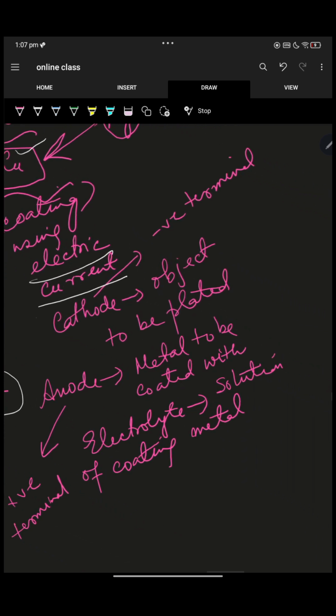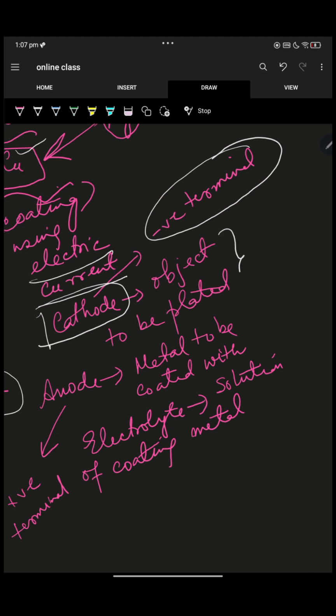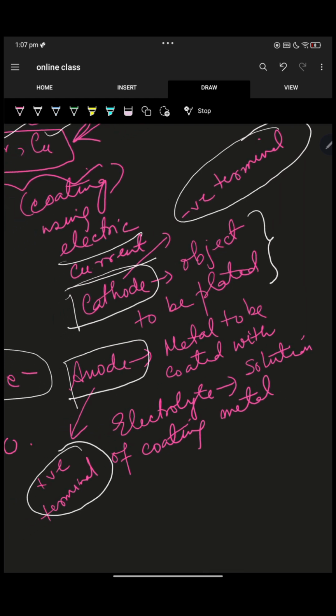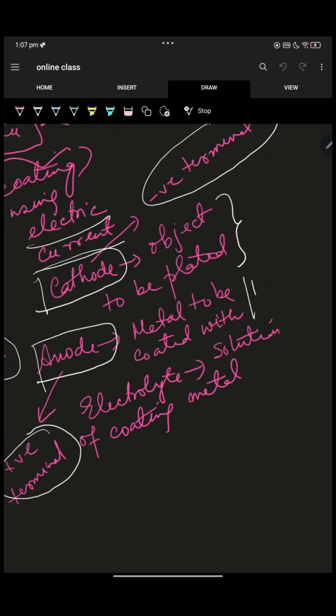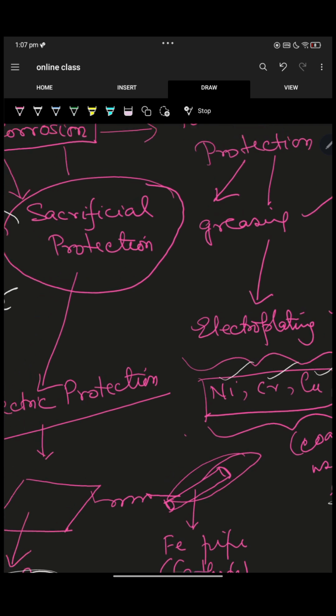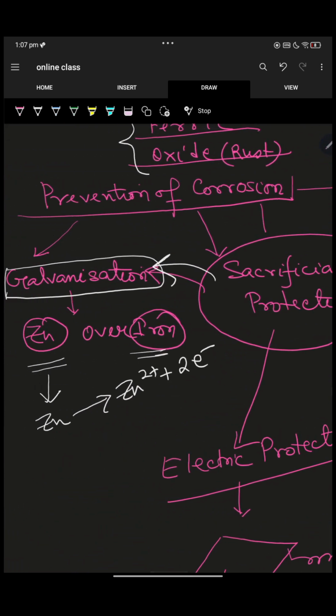And here again, the cathode is the negative terminal. Here it is electroplating. So the cathode is the negative terminal and the object that is to be plated is the cathode, and the anode is the positive terminal, where the metal to be coated with is the anode. And the electrolyte is the solution of the coating metal. So these are the methods by which corrosion or rusting can be prevented.